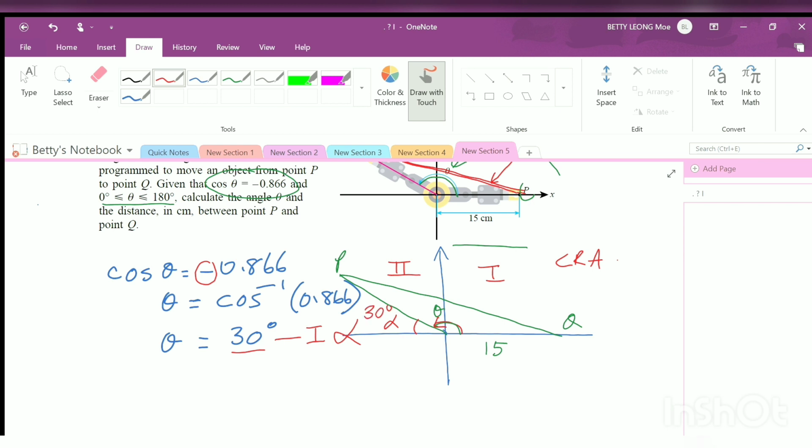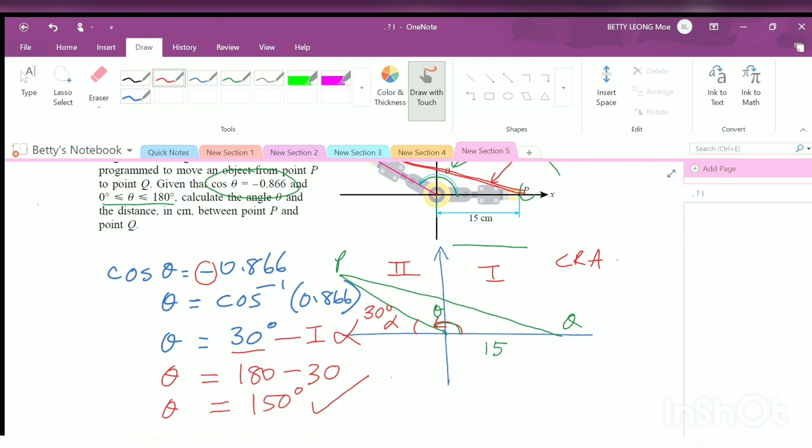And then because it is on the second quadrant, you can find your theta as 180 minus your corresponding reference angle 30. So theta is actually 150 degrees. So you have found your angle theta, yeah, 150.